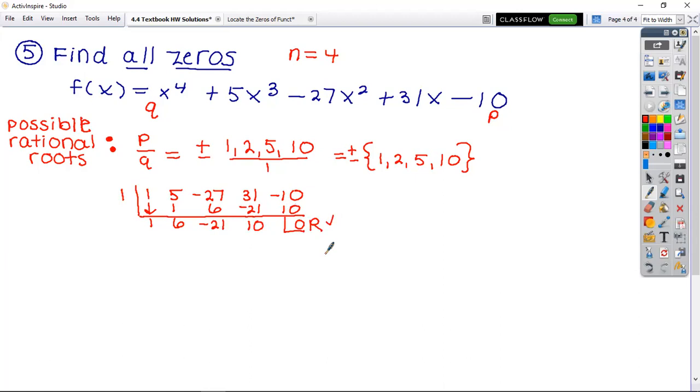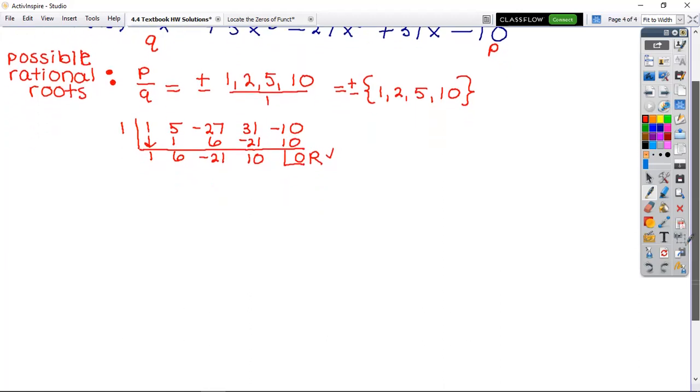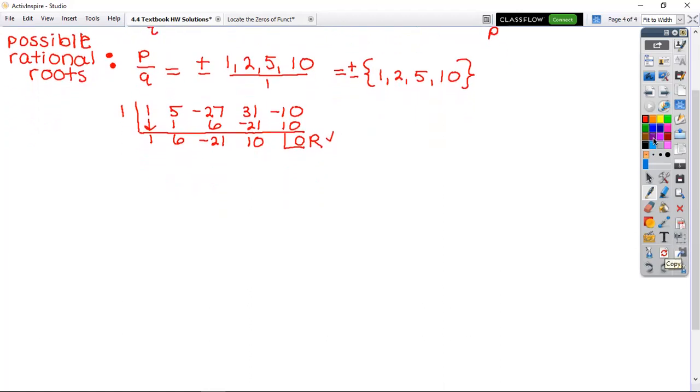Now you're going to do it again. So I am going to take my next 0, which we determined was at 2. And I am going to divide that through the answer I just obtained above. So 1, 6, negative 21, 10. So 1 comes straight down, 2, 8, 16, negative 5, and negative 10. Again, it works.